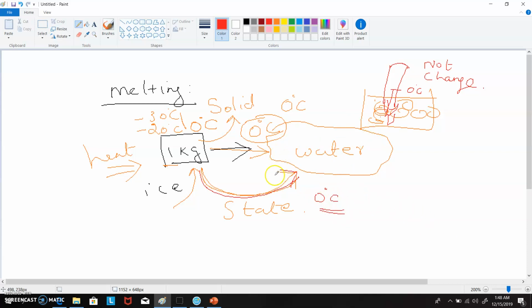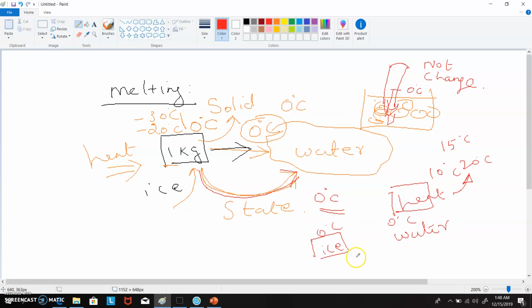But actually, if you take any object and heat it, if it is 10 degrees Celsius, after some time it will be 15 degrees Celsius, 20 degrees Celsius, whatever, the temperature will increase. But during the state change process, ice is at 0 degrees Celsius, water is at 0 degrees Celsius. After it completely changed into water, the temperature is 0 degrees Celsius. Here the temperature is not increasing even though you supply heat.